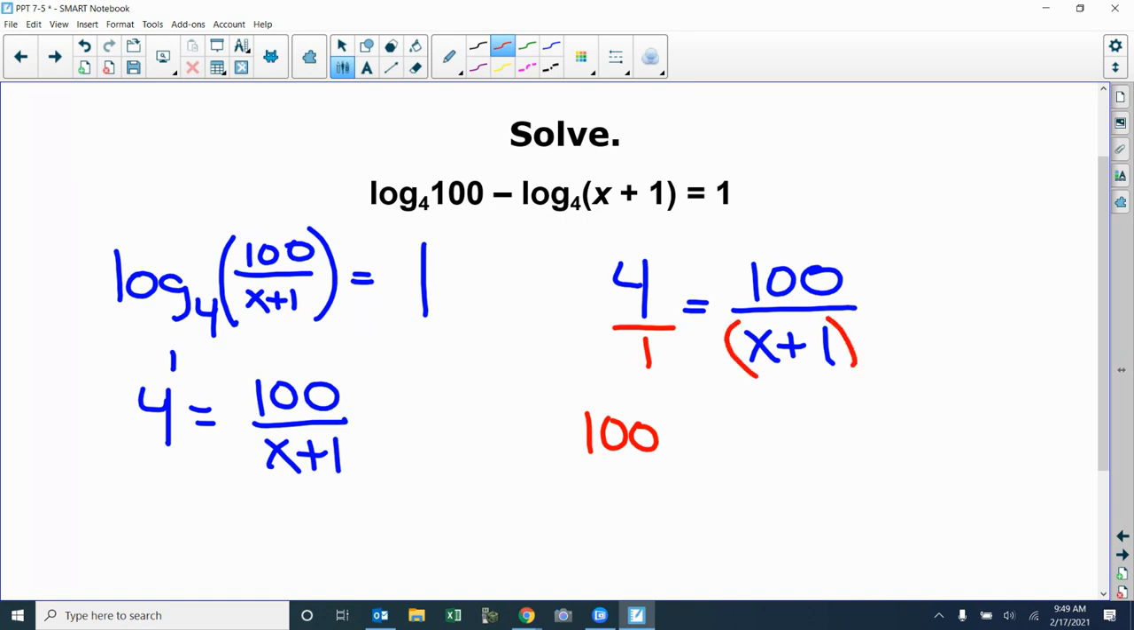Remember, that's gonna have to be distributed, so it's gonna be 4x plus 4. So from there, I think everybody can subtract 4, divide by 4, and get your x at 24.